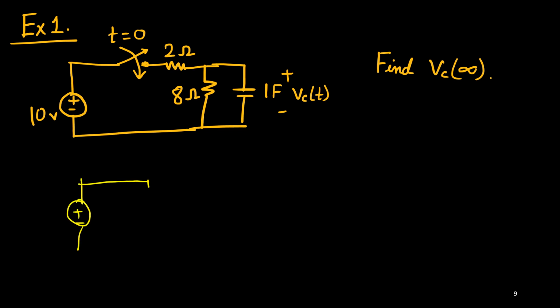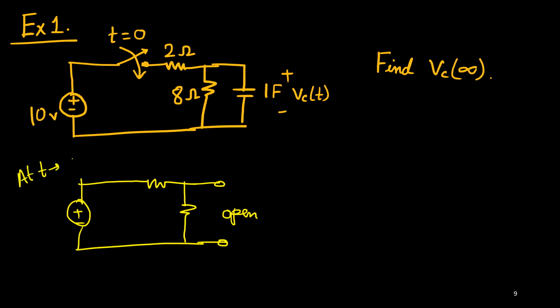So this is closed, this is a resistance, and this is the resistance, and this one is open, because the capacitor is behaving as an open circuit at t approaching infinity, right? This is your 10 volt, it is 2 ohm, this is 8 ohm. So what is the potential across this 8 ohm resistance? That will be the same potential as across the capacitor. So this potential is the same as Vc infinity.